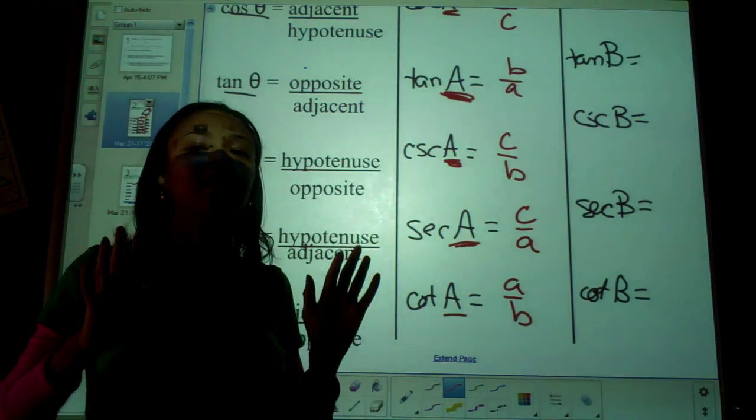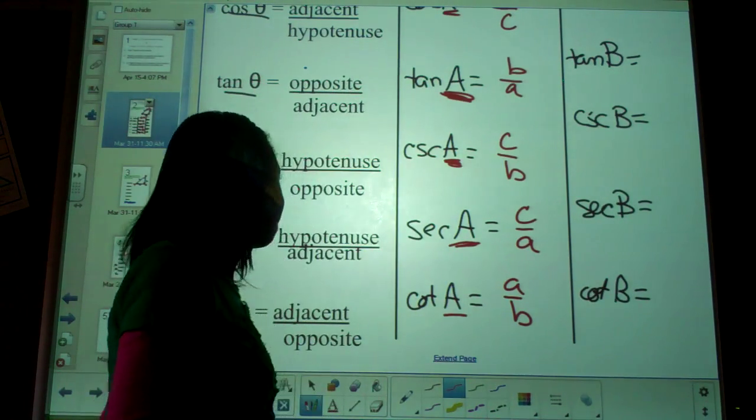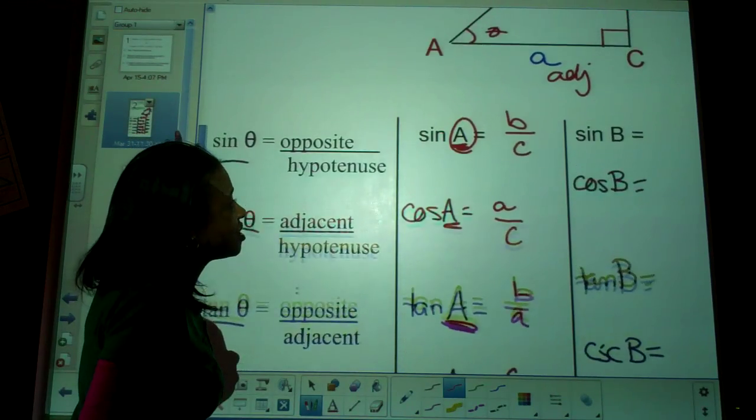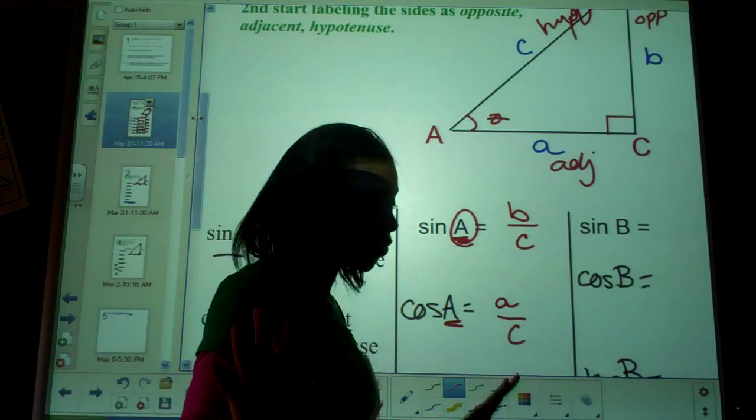Now, this is the part that would blow me out of the water, okay? You can switch these angles around. This is the part I couldn't stand, but I got this for you.